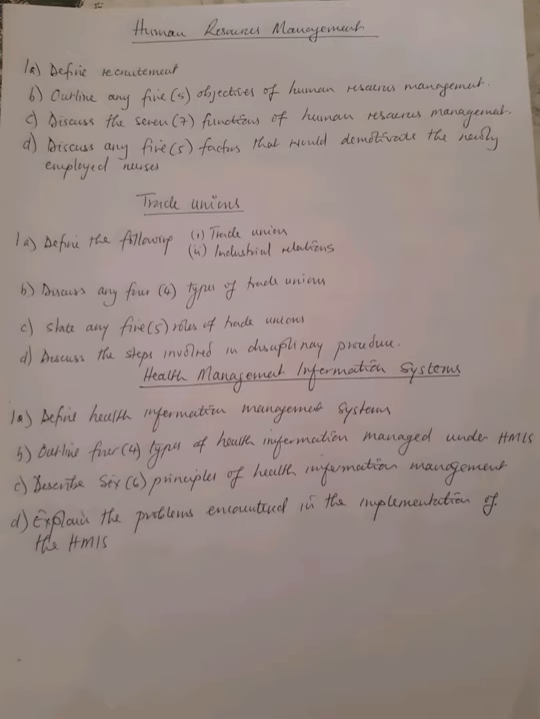Then we move on to part C. Discuss the seven functions of human resource management. We need to be very careful with this question because the functions and objectives, these are two different things. So the seven functions of human resource management are: number one, strategic management.